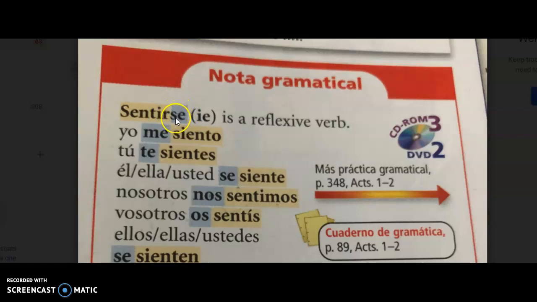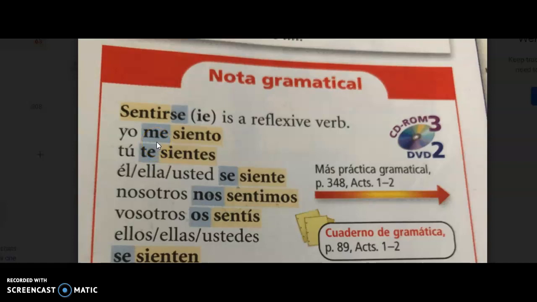Now, the reflexive pronouns can be in two places in a sentence. They can be attached to the infinitive like we see here. So if your verb phrase has an infinitive in it, you can attach it to the infinitive. If you only have a conjugated verb though, it cannot be attached to a conjugated verb. Cannot. In that case, it has to go before the conjugated verb, as you'll see in these examples.